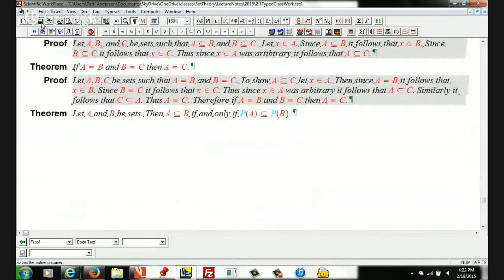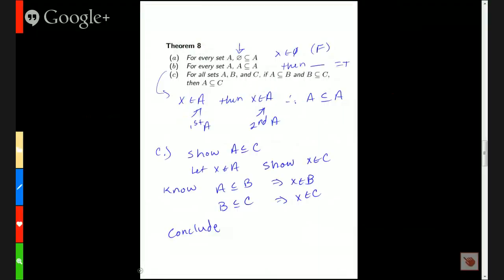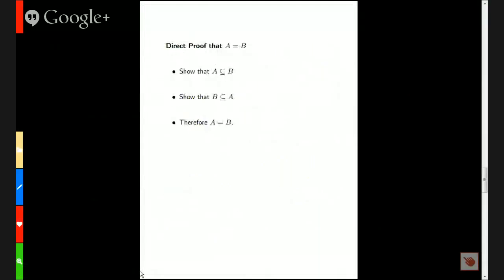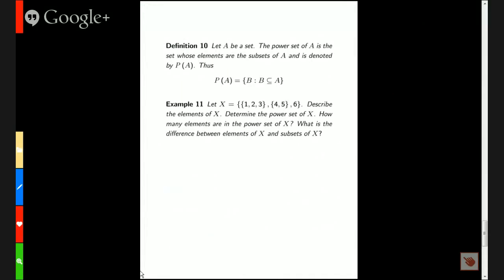The last one we need to just touch on here is going to be our power sets. What is our definition for our power sets? We already did that. The power set of A is the set of all subsets of A. So in other words, if we have the set X equal to 1, 2, 3, 4, 5, and 6, the power set of X is going to be the set of all subsets of X.